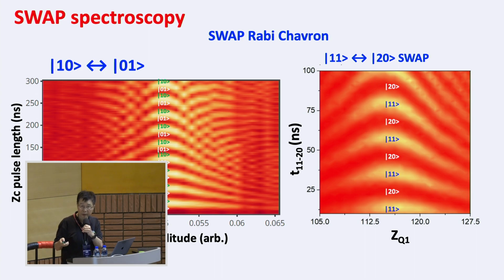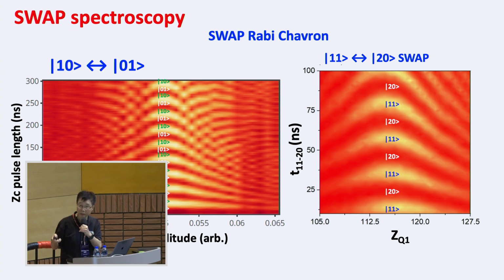There we can swap the qubit state between qubit 1 and qubit 2, so between 1,0 and 0,1. And this is how the swap spectroscopy looks like. The horizontal axis is where we tune the coupling, the coupling pulse height and the amplitude, and then the length, and there we can get this.